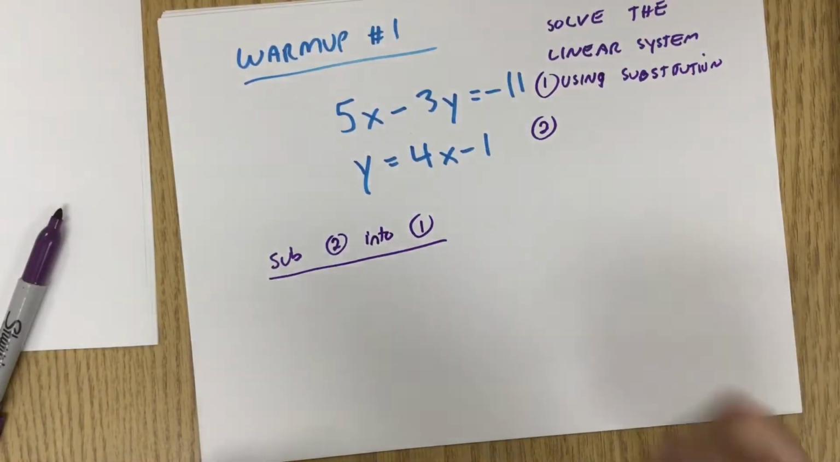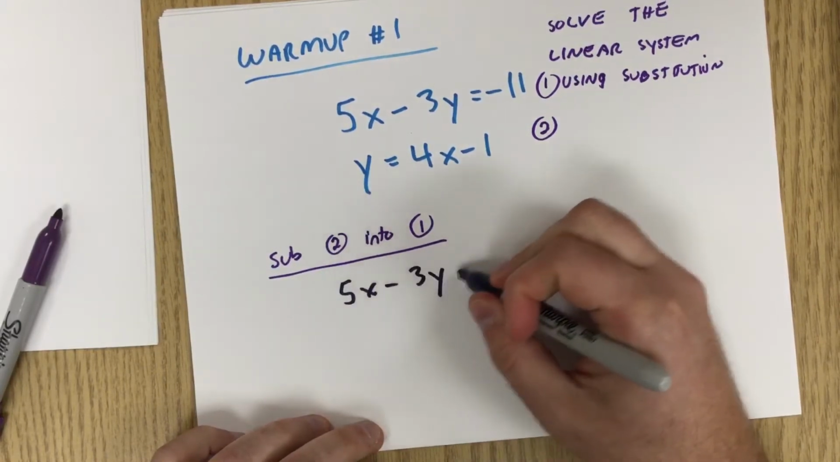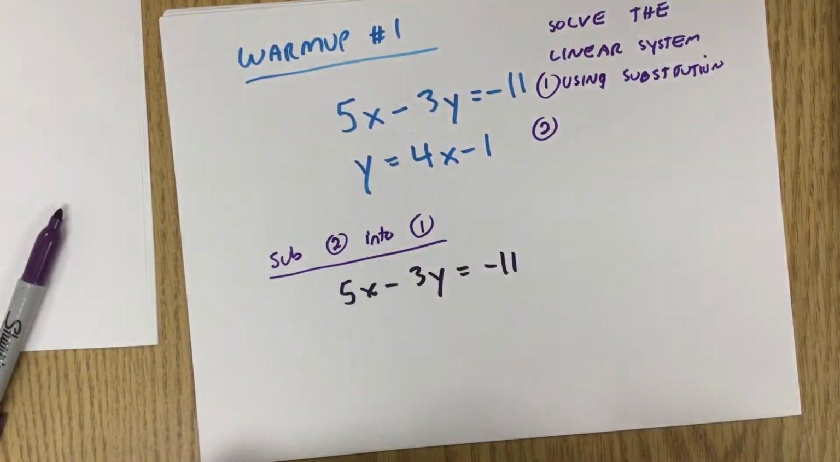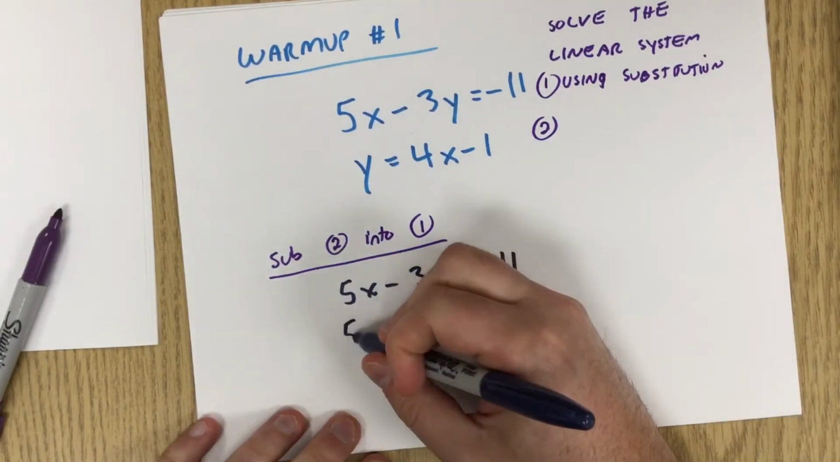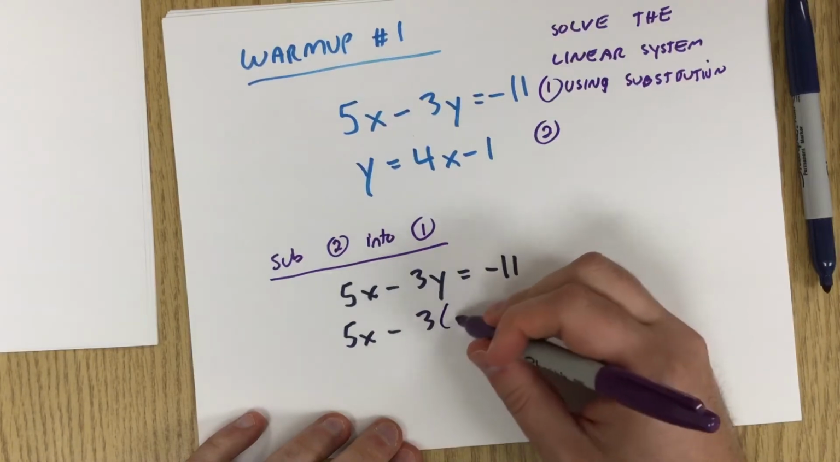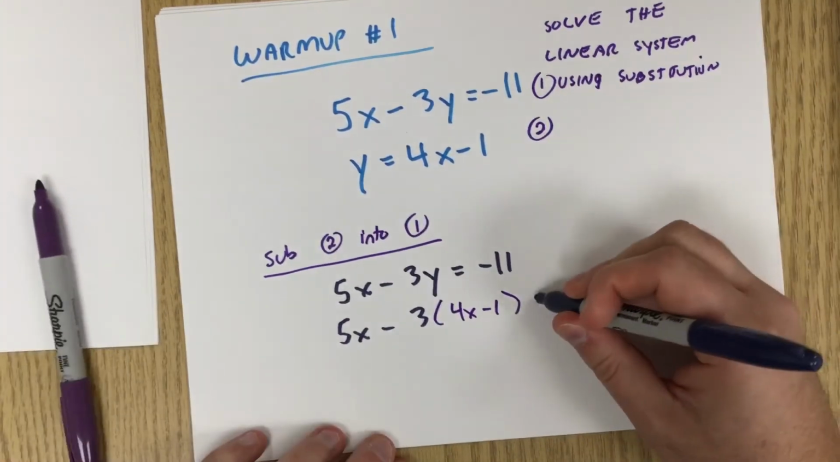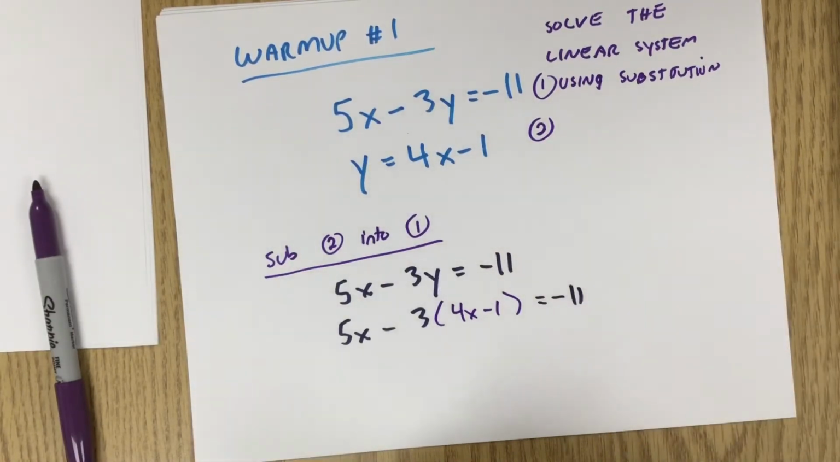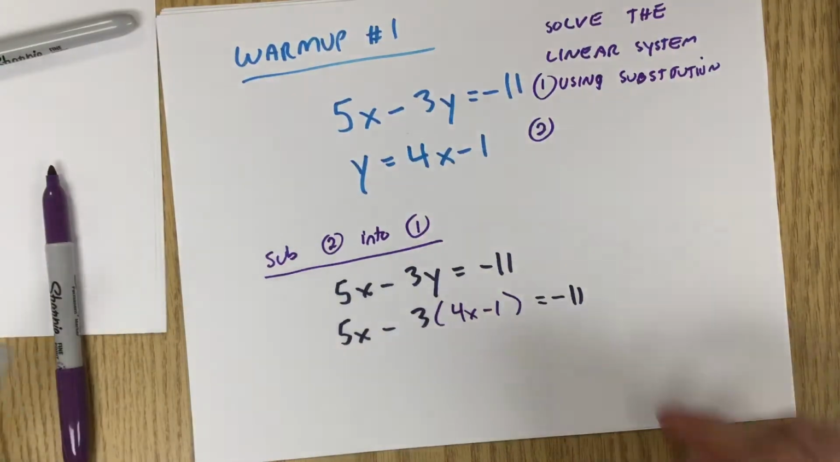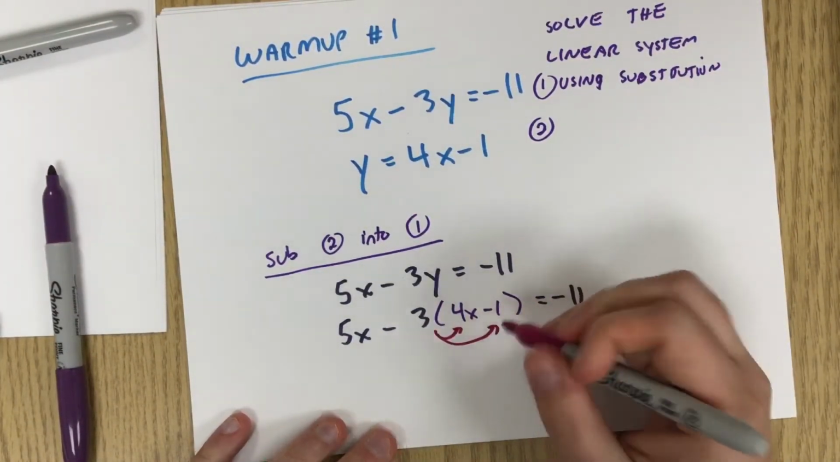So equation 1 was 5x minus 3y equals minus 11. But now when we sub it in, we're going to get 5x minus 3, and instead of y, we're going to write 4x minus 1, equals minus 11. And now we just go and we solve this thing. So this is going to multiply into there.